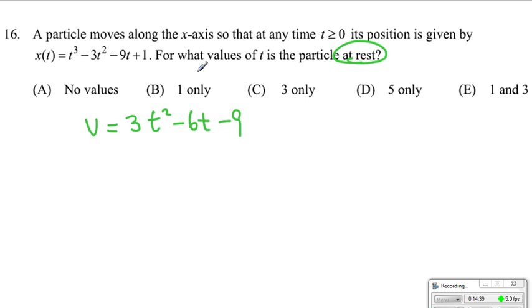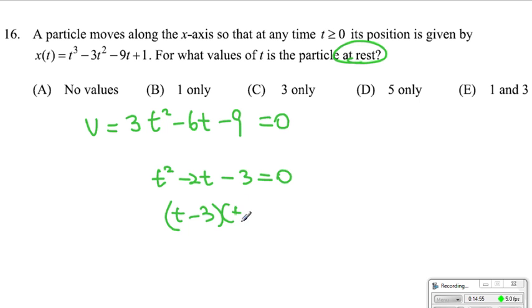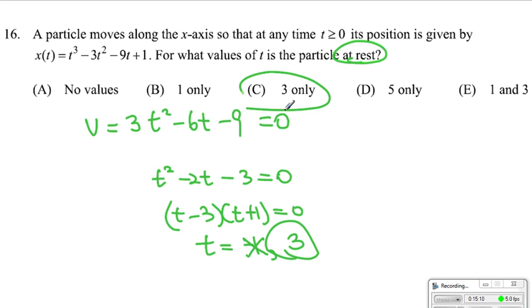When we set this equal to 0, that means we can divide the whole thing by 3. We end up getting t squared minus 2t minus 3 is equal to 0. Then when we factor, (t minus 3) times (t plus 1) has to be equal to 0. That means t must be -1 or 3. But t has to be greater than 0, so therefore -1 cancels out. 3 only. Choice C becomes our answer.